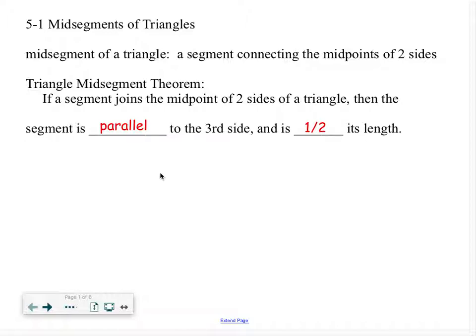So the triangle midsegment theorem, this is what you should have found when you measured different sides and different angles in your exploration. If a segment joins the midpoint of two sides of a triangle, then that segment is parallel to the third side and is half its length, half the length of that side, the third side.